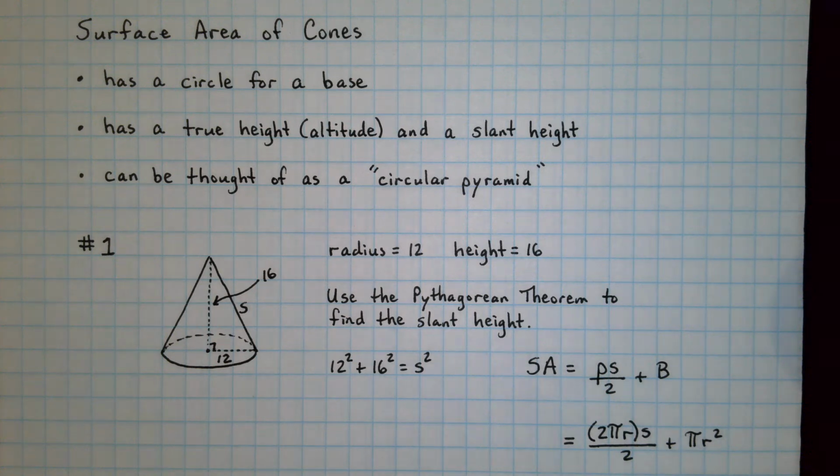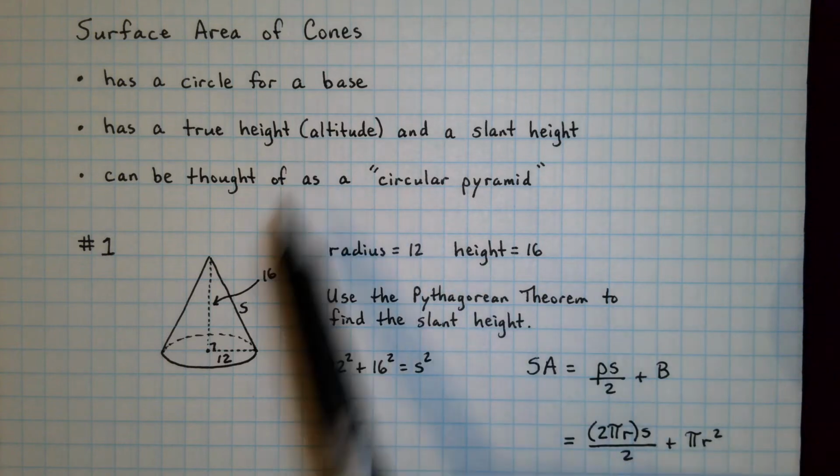Welcome back. Let's take a moment to discuss cones. Cones have a circle for a base. They have one base, and that base is circular. Because of that, we can think of it as a circular pyramid. That will allow us to use the same formula that we use for the surface area of a pyramid.